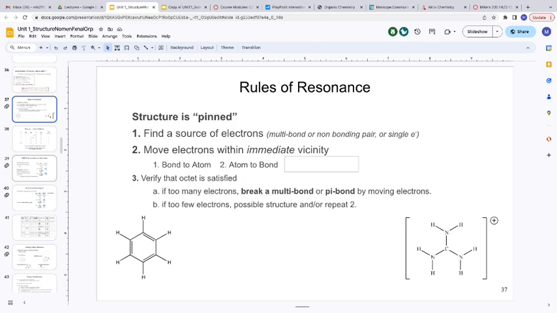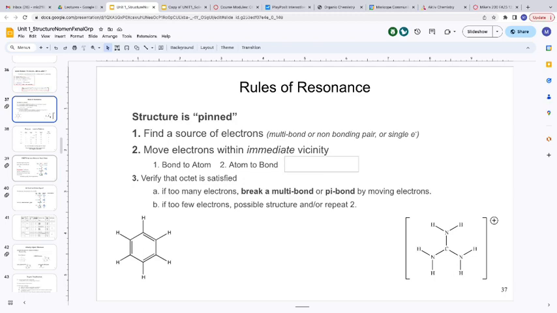In our rules of resonance, what we need to do is find a source of electrons. In our last case, we kind of cheated because we had two structures, and we could say, I want them to look the same, so I'm going to move those electrons over to make the double bond. That was easy. What we need to move to is a scenario where we only have one structure. How do we know what the other resonance structures are?